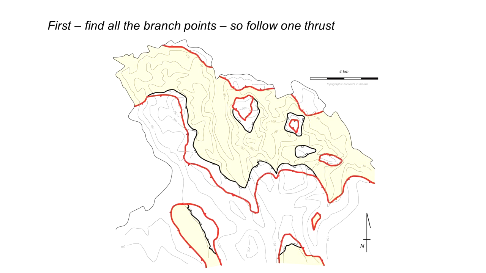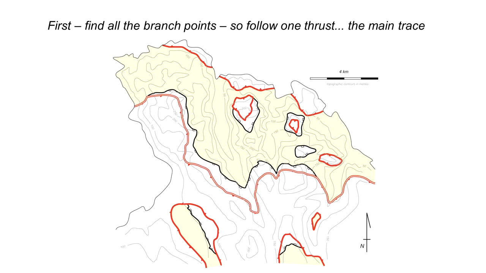Well, a useful thing to do first of all is to find all the branch points. And the easiest way to do that is simply to follow one of our thrusts out. And I've just picked the triangle thrust and illustrated this in red. And now we just have to walk around all the red outcrops and make sure that we collect all the places where the 2 thrusts join. So let's start with the main trace of this thrust, which runs right across the map here.